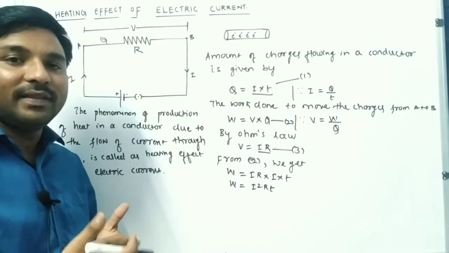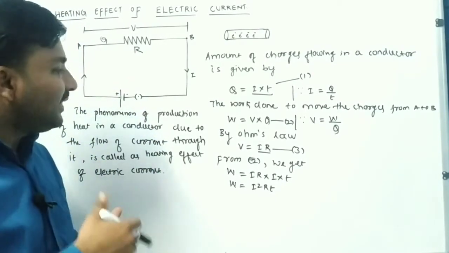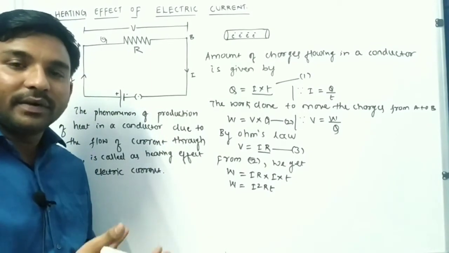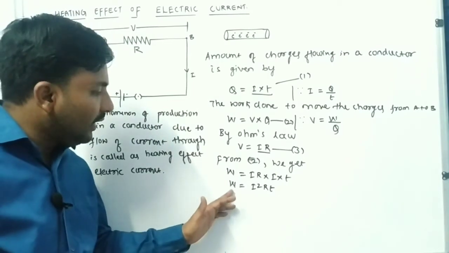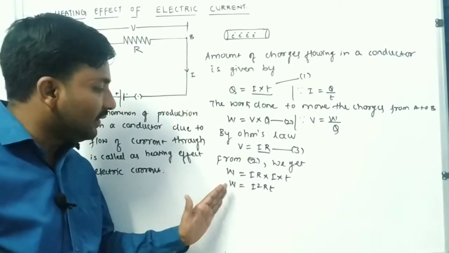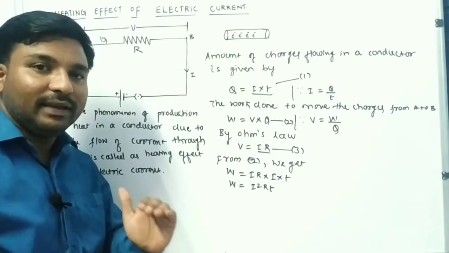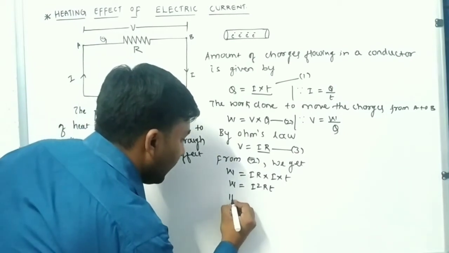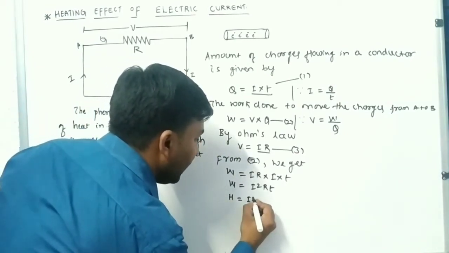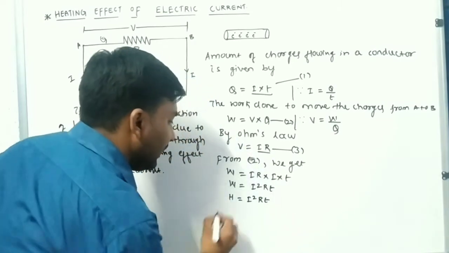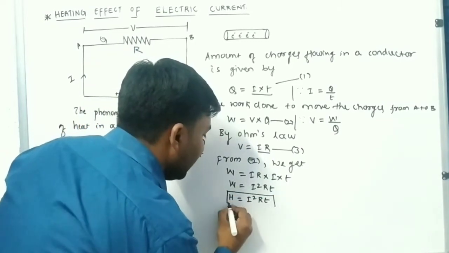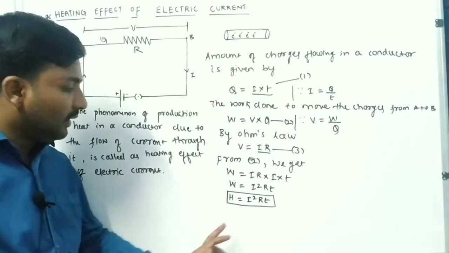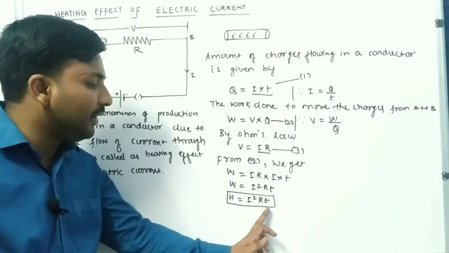The work done is nothing but the electrical energy here, and that electrical energy is getting converted into heat energy. So in place of W I can write H, that is heat energy. So H is equal to I square R into T.